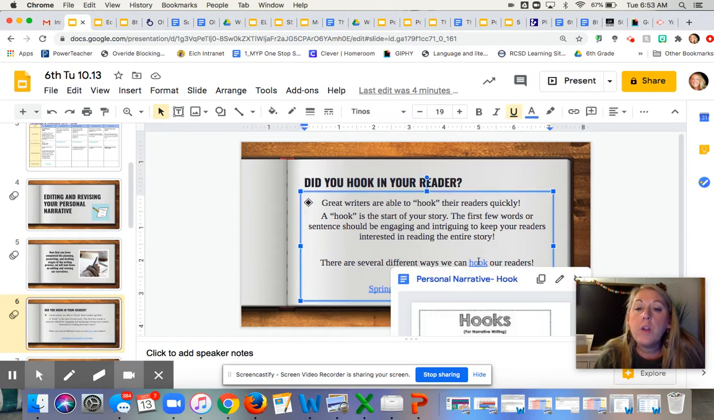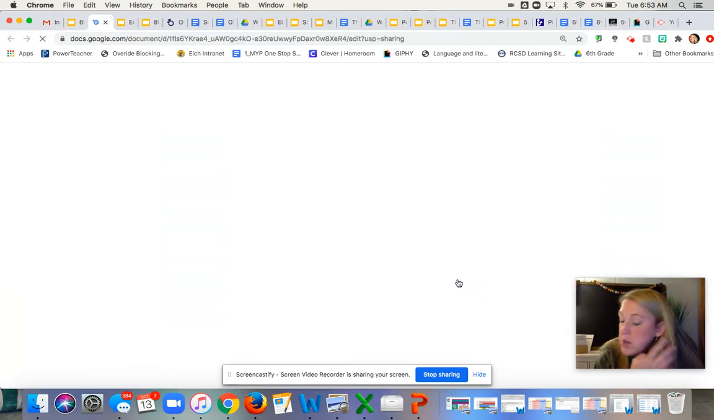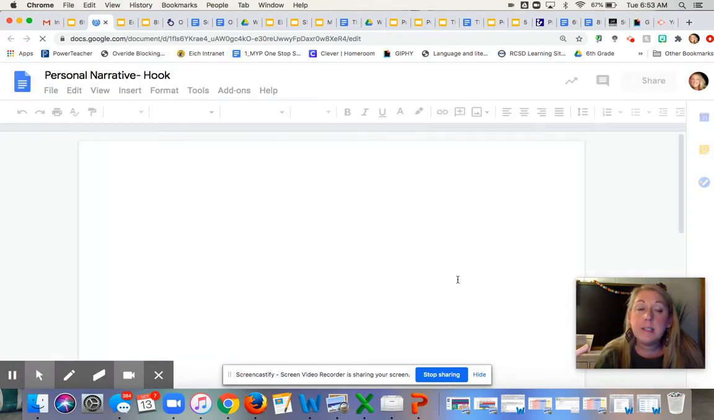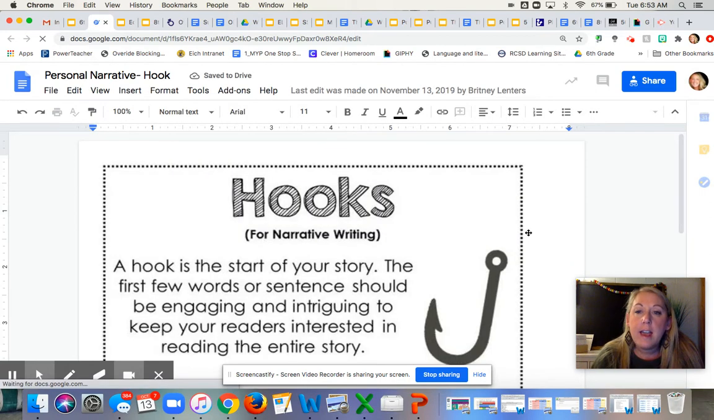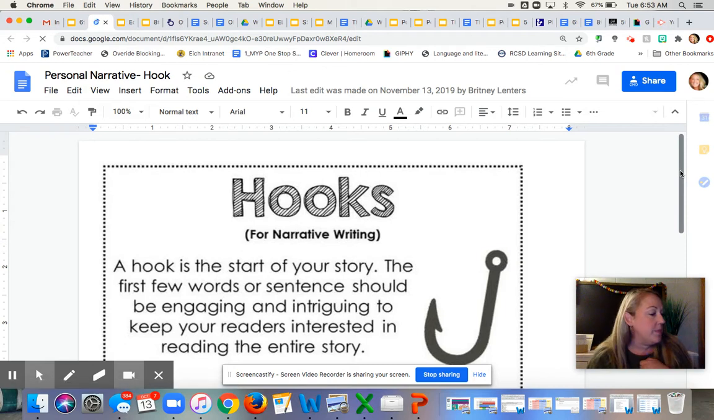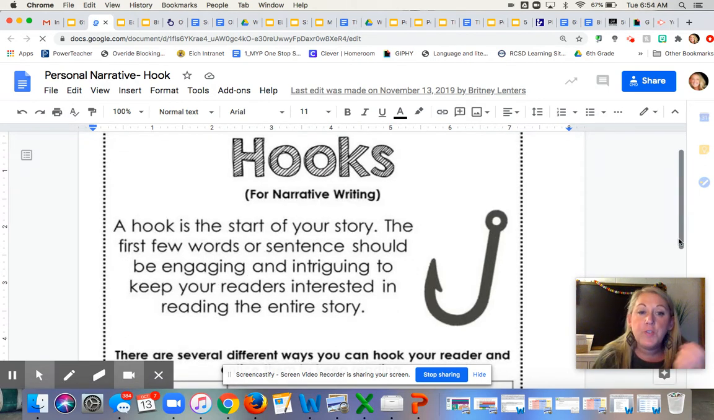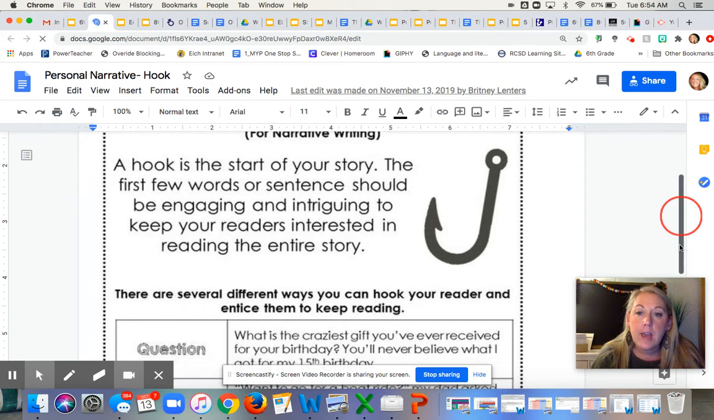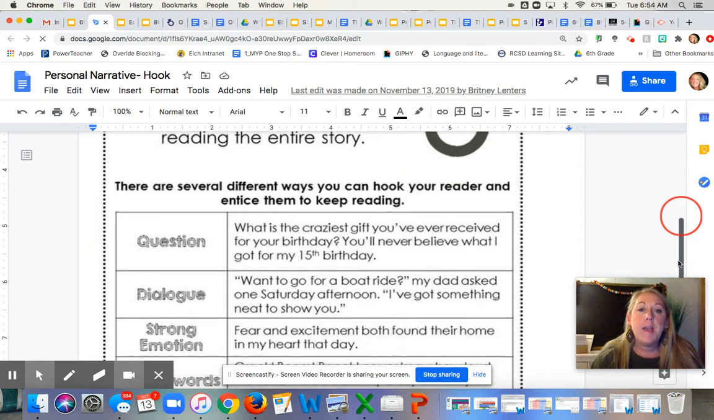Right here, there is a list of hooks, and these are not all the hooks in the world, but they're just some of the basic ones that you can use. And you've probably been taught these already. I have seen, even with shorter examples of some of your writing, examples of some of these hooks. So a hook is the start of your story. The first few words or sentences should be engaging and intriguing to keep your readers interested in reading the entire story. So the first hook that we have here is a question.